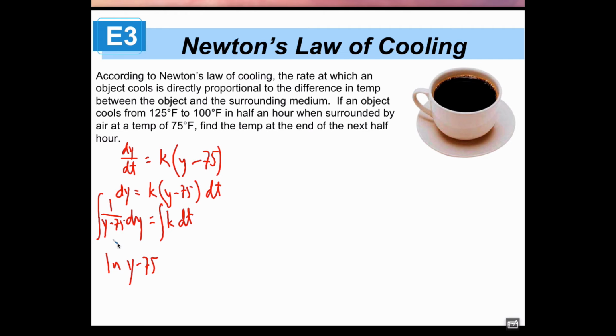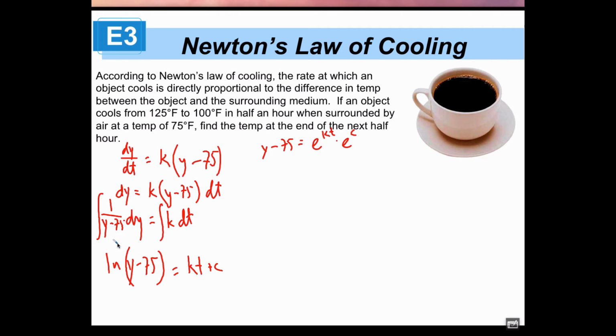Natural log of y minus 75 is equal to the right side, kt plus c. Do our e trick. So y minus 75 is equal to e to the kt times e to the c. I skipped a couple steps in there because you're all fairly bright, and hopefully you can follow me. Yes? Okay, because e to the (kt plus c) is e to the kt times e to the c.